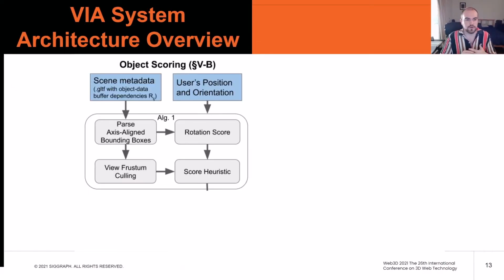So the general overview of VIA can be broken up into two main components, an object scoring component and a partitioning component. The object scoring component will take as input the scene metadata file, or the .gltf file, and the user's initial position and orientation for their first view. We will take the metadata file and come up with the axis-aligned bounding boxes by parsing that. We will then perform the rotation and view frustum culling scoring algorithms using the initial position and orientation of the user, combine those two to get our final heuristic.